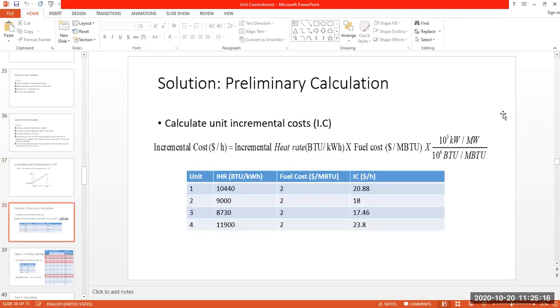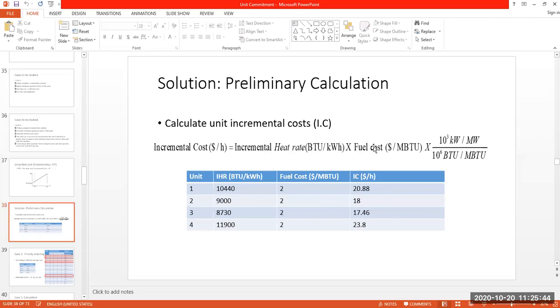Now, to start the calculation, after we have prepared the capacity ordering, the next step is to calculate the unit incremental cost. Remember, in the problem statement we did not have this value. We did not have the incremental cost value. Rather, we had the incremental heat rate value. So to calculate the incremental cost in dollars per hour, which is listed in the last column as IC, incremental cost.